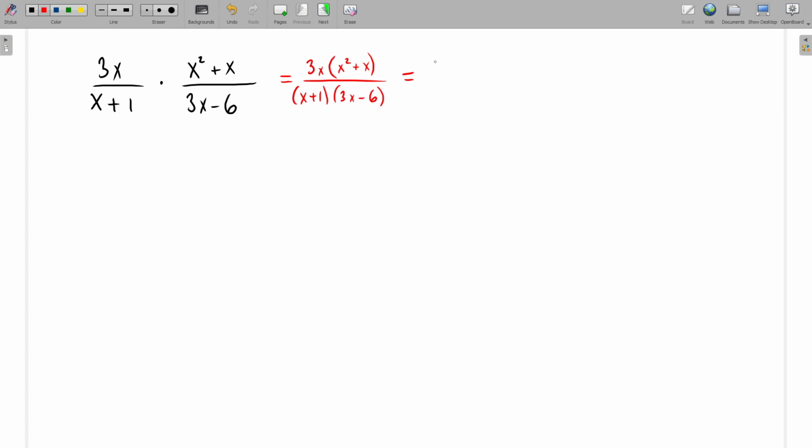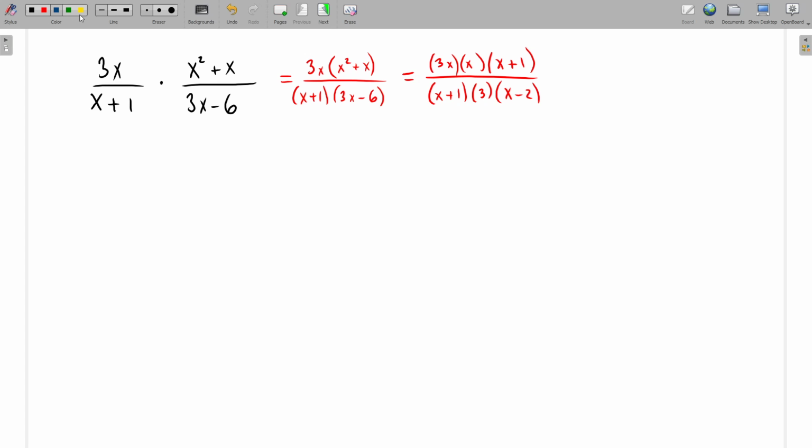Looking at the numerator, 3x, we can't really do anything to that, but for x squared plus x, we can factor out an x, leaving us with x plus 1. And in the denominator, x plus 1 we can't do anything with, so it's going to stay the same. But the 3x minus 6 term, we can factor out a 3, leaving us with x minus 2. The purpose of doing this is so that we have a number of terms that are all being multiplied in both the numerator and the denominator.